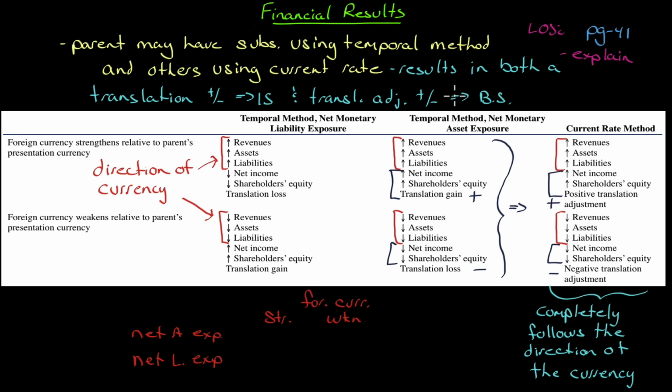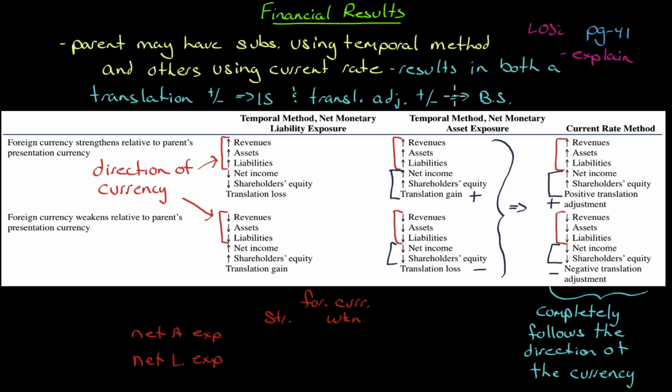It's per subsidiary. Do we use current or temporal? Move on. Next subsidiary, current or temporal. So the decision is made at the subsidiary level. So you could have a parent with both methods on its balance sheet and income statement.